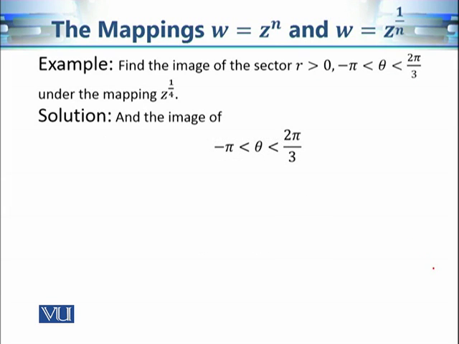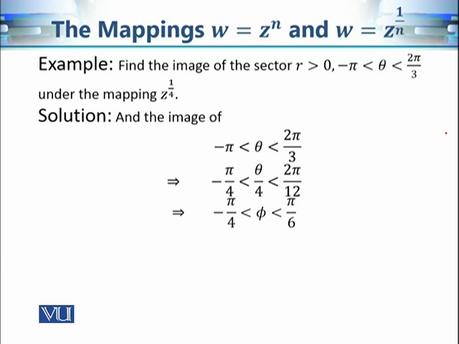Now let's see what will happen with the argument after we apply this map z raised to power 1 by 4. Now the given sector has the following range of the argument. The argument lies between minus pi and 2 pi by 3. And now we divide it by 4. Why are we dividing it by 4? Because we know that in the w plane, phi is equal to theta by 4 under this map z raised to power 1 by 4. So that's why we divide these inequalities by 4 and we get the following inequality. And this implies that our phi lies between minus pi by 4 and pi by 6.